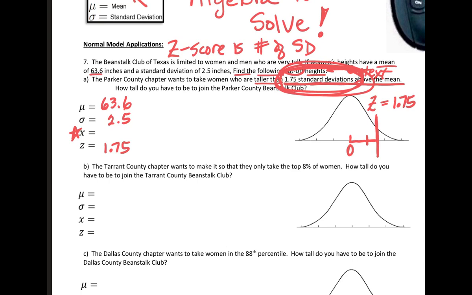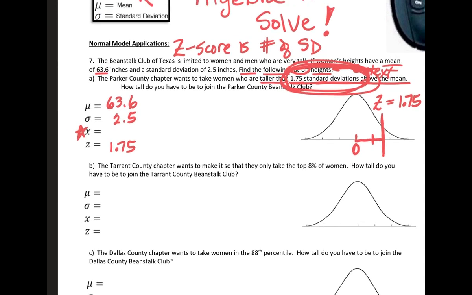And so then the question is, how tall do you have to be to join the Parker County? So yes, indeed, then what I can see is that this x, this context value, is what is unknown. And that's what I'm going to end up having to solve for. So here we go. Here's how we do this. We're going to fill in things into our z equals, and so you need to write that z equals x minus the mean over the standard deviation. Okay, so let's erase and fill in the things that we know. So I know the z-score is 1.75, so I'm going to put 1.75 right there. Okay? Then I know that the mean is this right here.